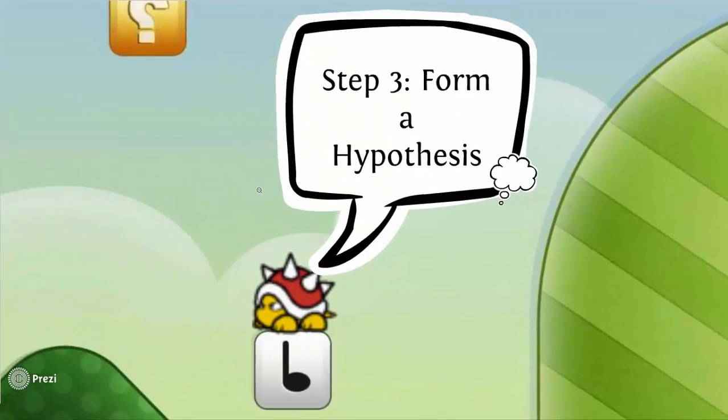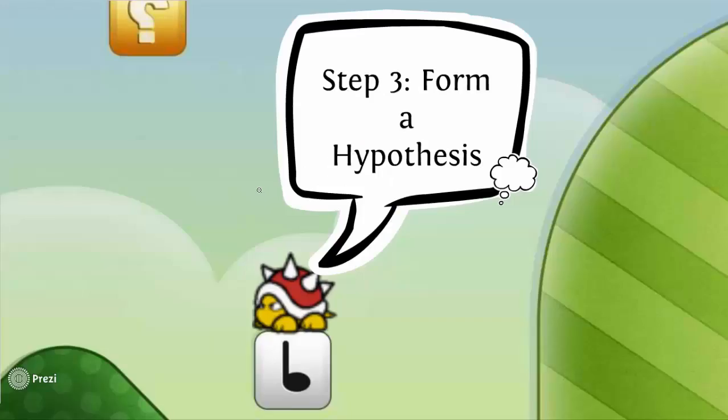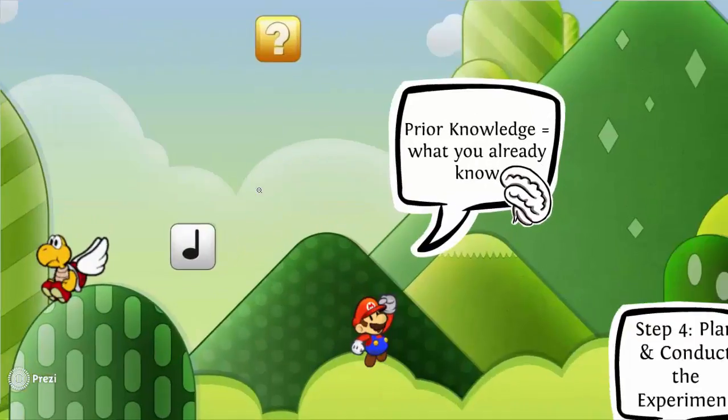The third step is to form a hypothesis. Say form a hypothesis. Great job. A hypothesis is an educated guess based on prior knowledge. Let's go ahead and fill that in your notes now. To form a hypothesis. Great job.